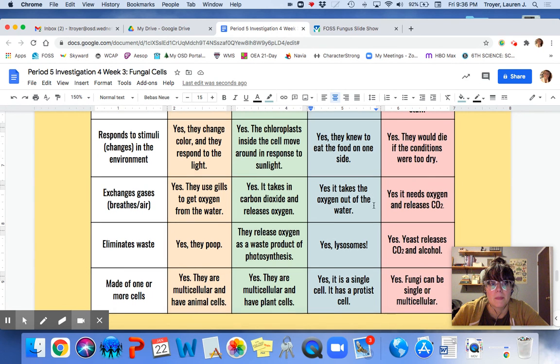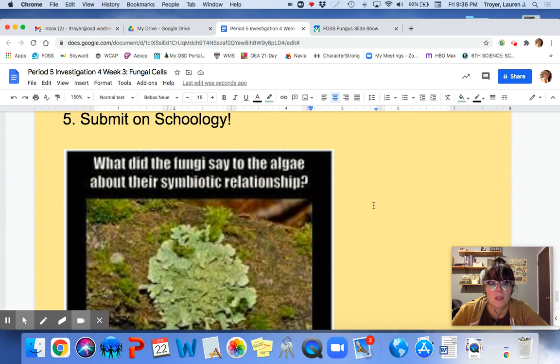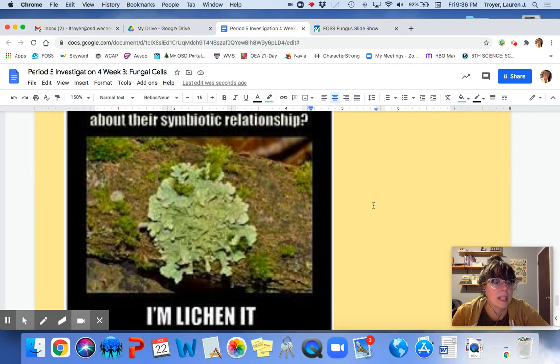All right, peeps. What did the fungi say to the algae about their relationship? I'm liking it.